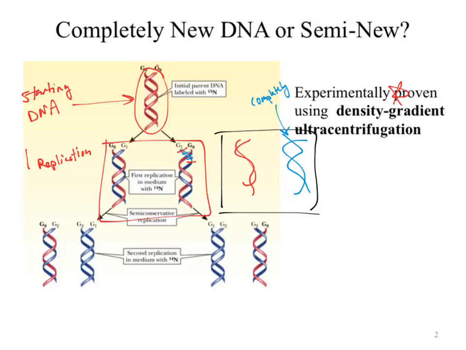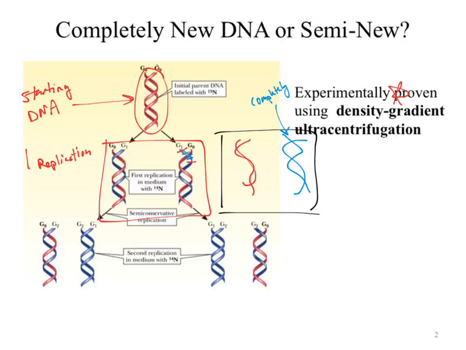What would we expect to see? Well, in the semi-new system, what happens? You end up with two sets of DNA with equal densities. So if we were to centrifuge that, we'd really only get one isolation or one spot, if we looked at it as kind of a TLC plate. If we look at the completely new, what happens? We'd end up with two: one where it's all heavy and one where it's all not.